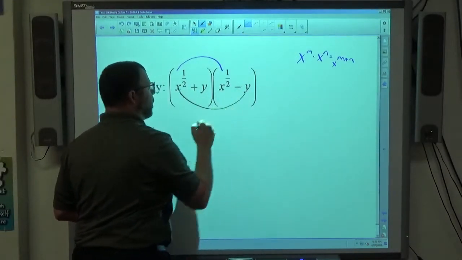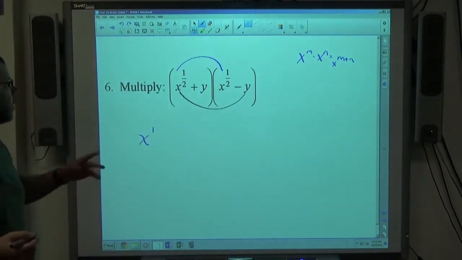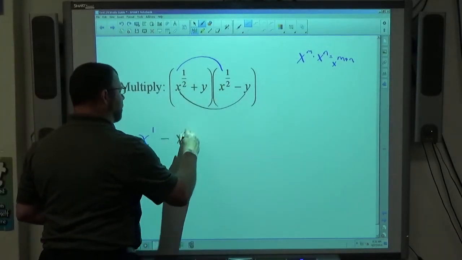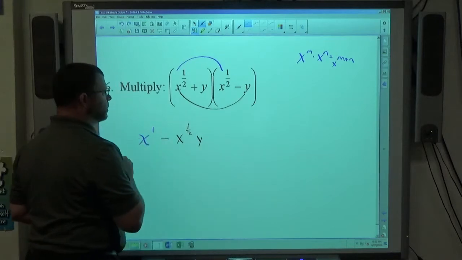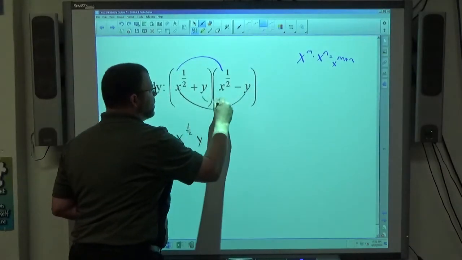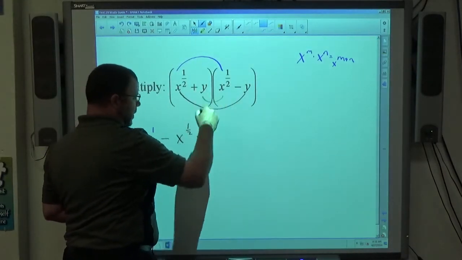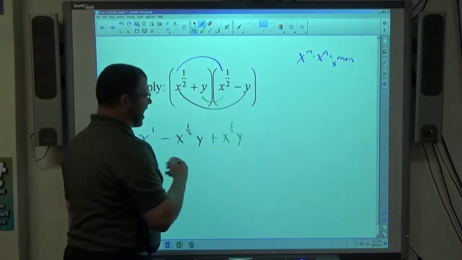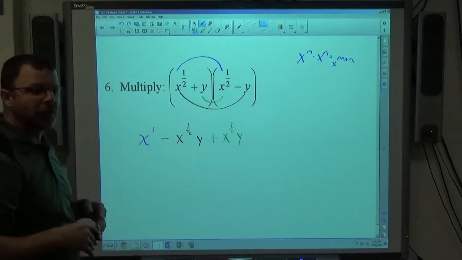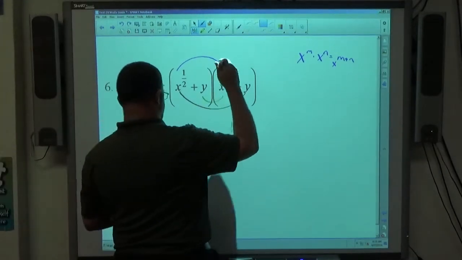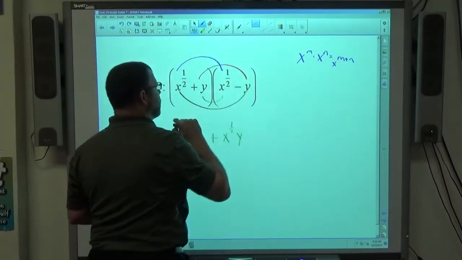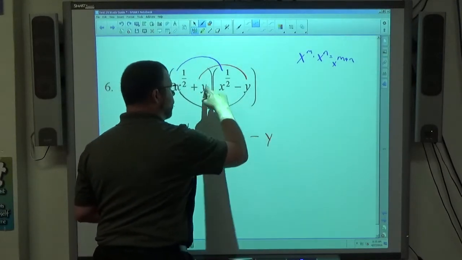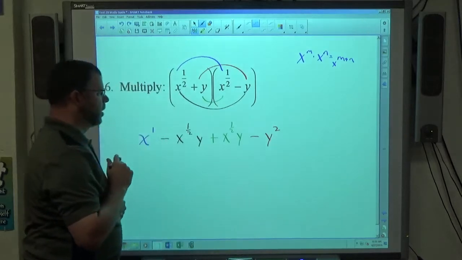Outside product. When I multiply different letters, all I can do is stick them together. That's a positive being multiplied by a negative, so it's negative. x is to the half power, y is to the first power. Inside times inside. Again, different letters. Positive times positive makes a positive. All I can do is put them together: x to the 1/2, y. I like alphabetical order. y x to the 1/2 is also correct. And then last times last will be these two. Positive times negative makes a negative. y times y is 1 plus 1, which makes y squared.